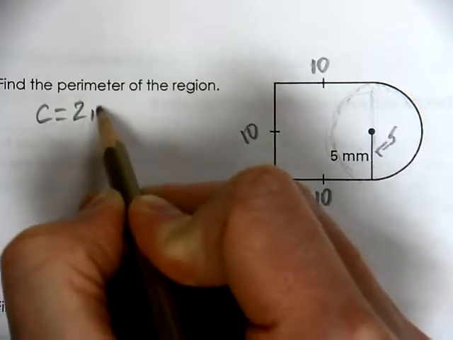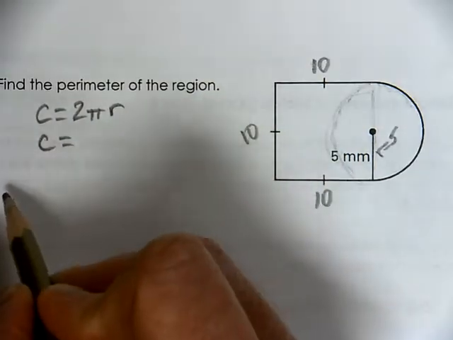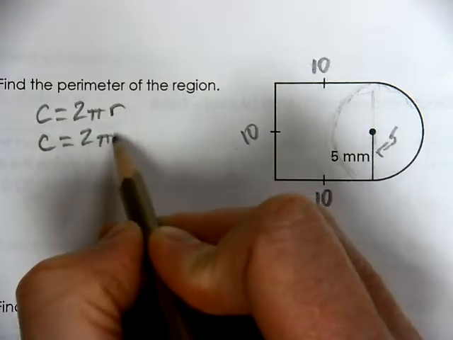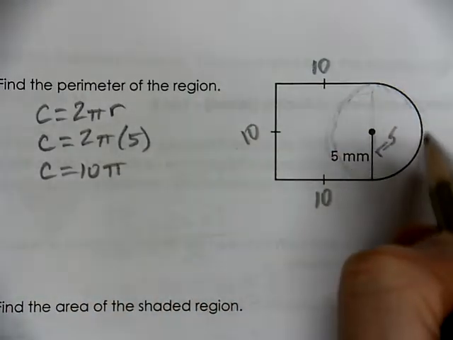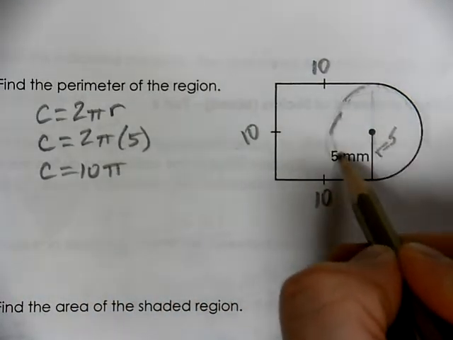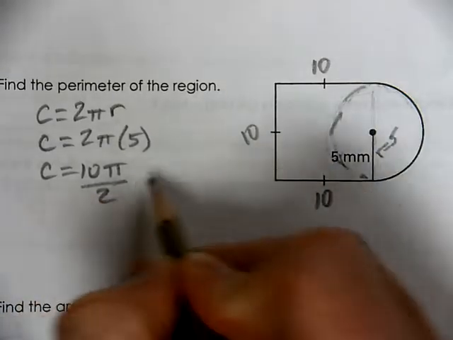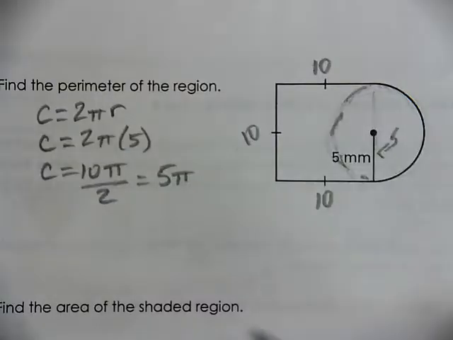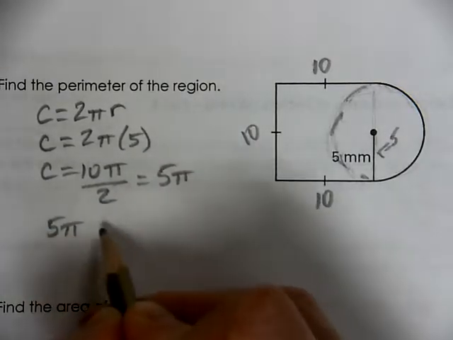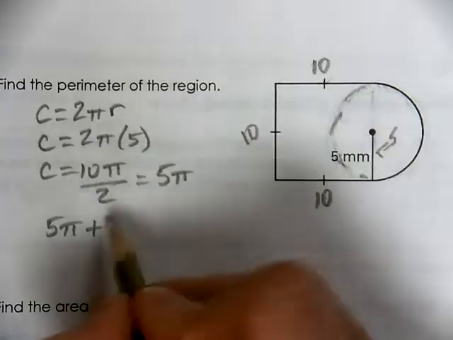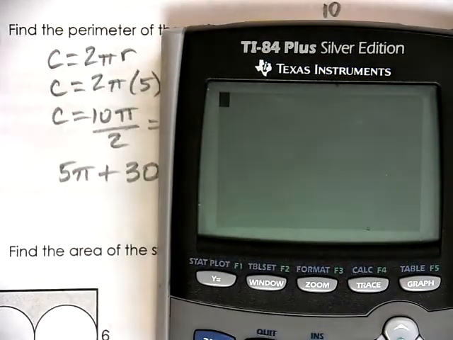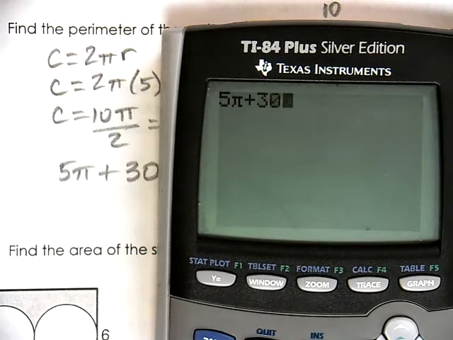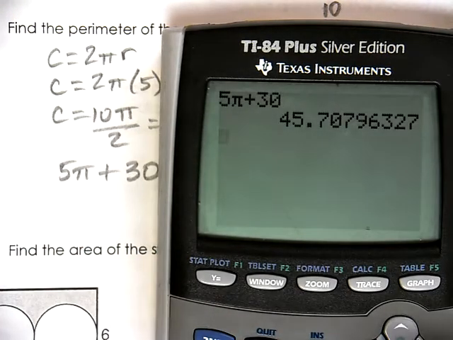The circumference equals 2 pi r. So the circumference of this circle is going to be 2 times pi times 5. So it's 10 pi, and that's if it went all the way around. But we don't really need this portion of it. So we need to take half of that, so that's only 5 pi. Now we're going to take the 5 pi plus the 10, 10, 10, which is 30. That would be your exact answer, because you can't group those terms together, as they're not like terms. And that comes out to 45.71.